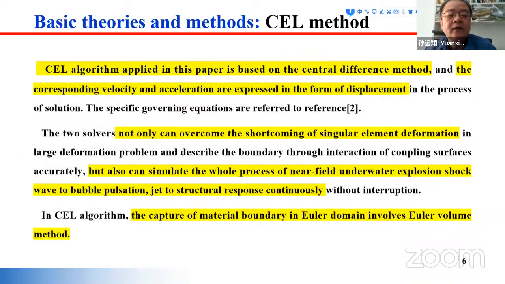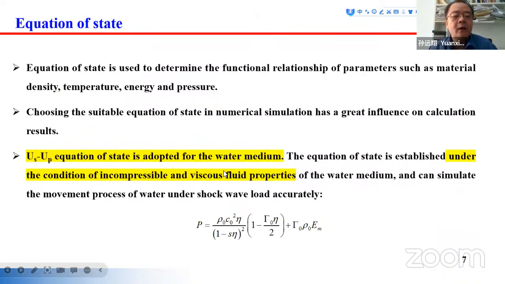The CEL applied in this paper is based on the central difference method, and the corresponding velocity and acceleration are expressed in the form of displacement. In the CEL algorithm, the capture of the material boundary in the Euler domain involves the Euler volume method. For the equation of state, in this paper, we choose the US-UP equation for the water medium.